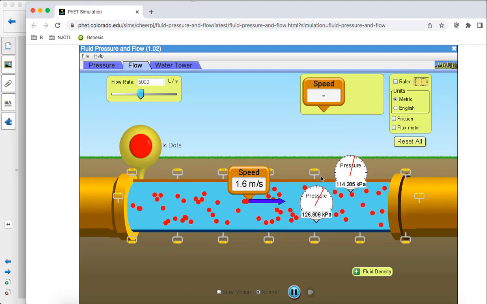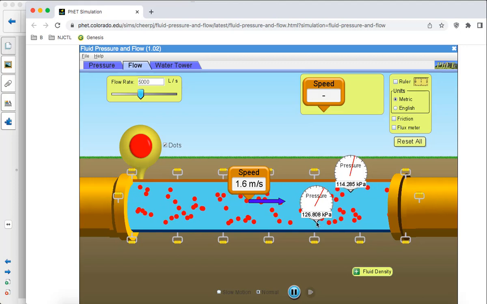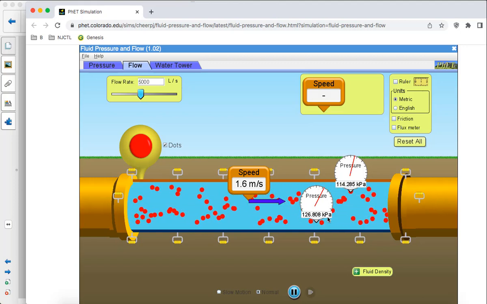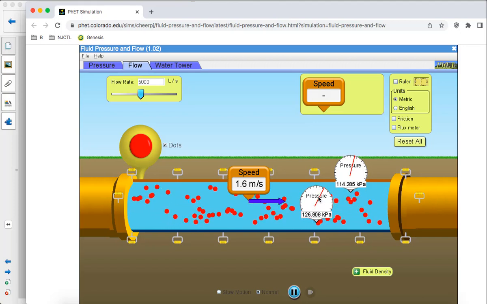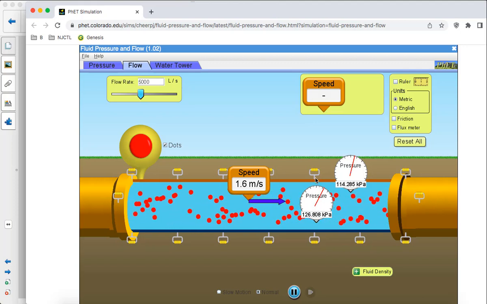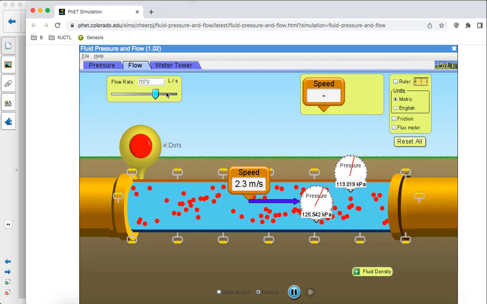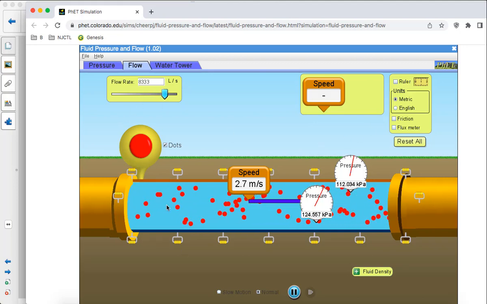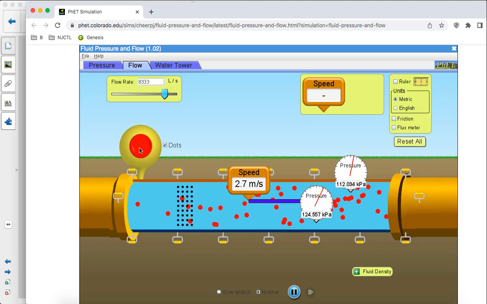You can see that deeper in the pipe has higher pressure since we're more submerged. We're lower. So therefore, the weight of the fluid in the pipe above this point adds to the pressure. And we can increase the flow rate. So now it's going to be moving faster. We can see what happens to a bunch of dots.